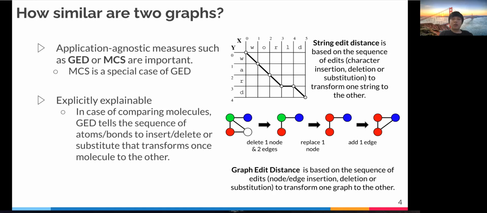GED is similar to the notion of string edit distance that I think most of us are familiar with. While string edit distance computes the cost of transforming one string of text into another string of text, GED computes the cost of transforming one graph into another graph. For example, to transform the left graph to the right graph, we first need to delete one node and two edges, and then replace one node, and then finally add one edge. This series of edits quantifies the GED, and because of the explicit explanations, GED is a preferred measure in domains where we not only want to compute the similarity, but also want to capture the reasoning behind the similarity score.